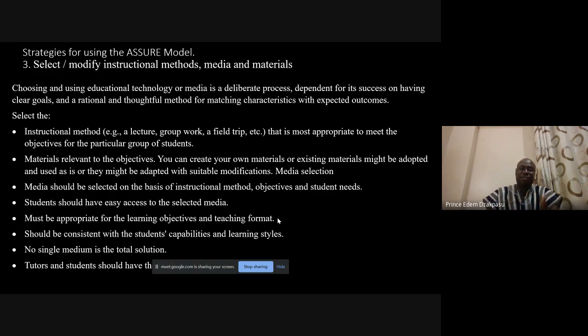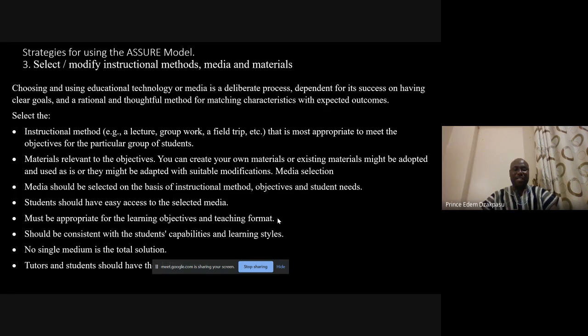So we need to select the instructional method, whether we want to use a lecture, whether we want to use a group work, whether we want to use a field work, field trip, etc. Which one will be most appropriate to meet the objectives for a particular group of students that we may be teaching. We may want to look at materials that are relevant to the objectives that we have set. We can create our own materials, or we can use existing materials, and whichever way it is, it must be suitable for the lesson we want to teach. This takes care of material selection.